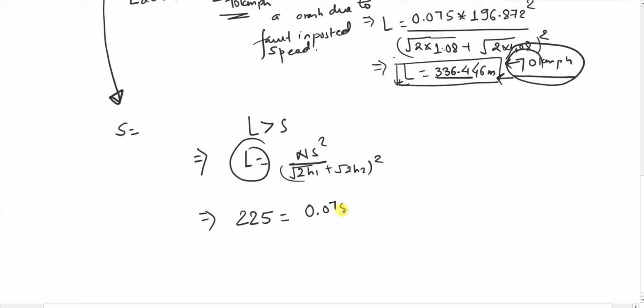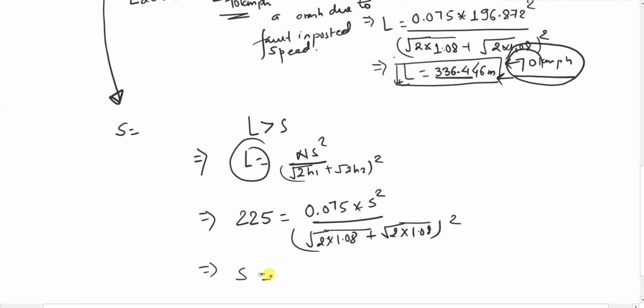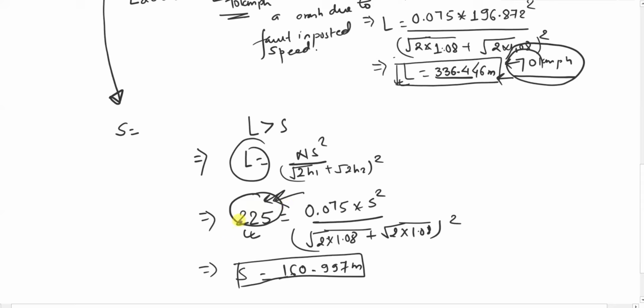So N is 0.075, S is square. So you do this: 2.108 plus 2 into 1.08. So this will be the square part, right? So solve this and you will find the value of stopping sight distance as 160.997 meter. So this is the case obtained when the length of this curve is 225 meter. So that is the actual case: for the length corresponding to 225 meter, the stopping sight distance is found to be 160.997.